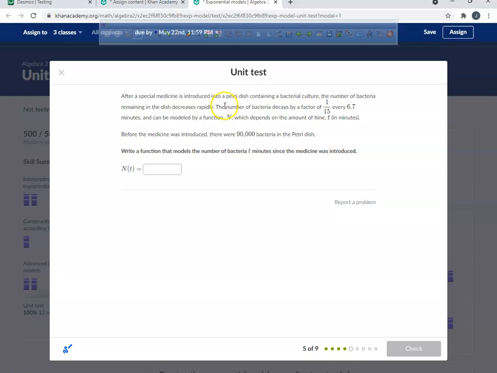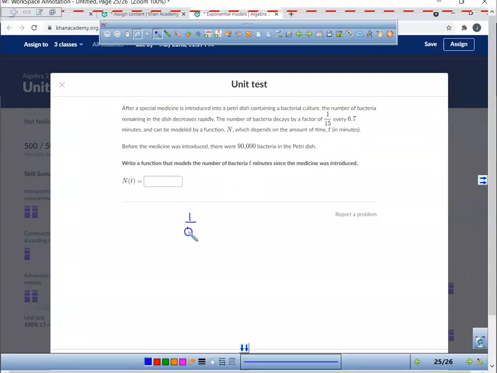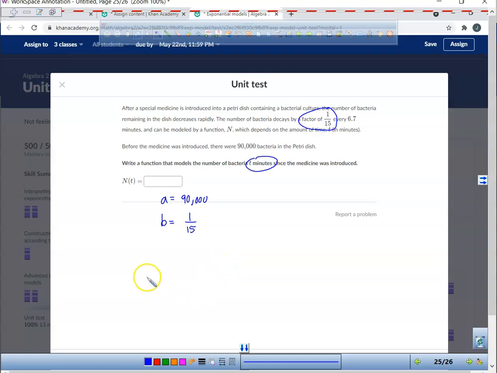After a special medicine is introduced into a petri dish containing a bacteria culture, the number of bacteria remaining decreases rapidly. The number of bacteria decays by a factor of 1/15th every 6.7 minutes. Wow. All right. So we get to write this. We got 1/15th is our decay factor. That's our B value. Our A value, it looks like we're starting with 90,000 bacteria, okay? And it decays by this factor every 6.7 minutes, and it looks like T's in minutes. This makes this very easy.